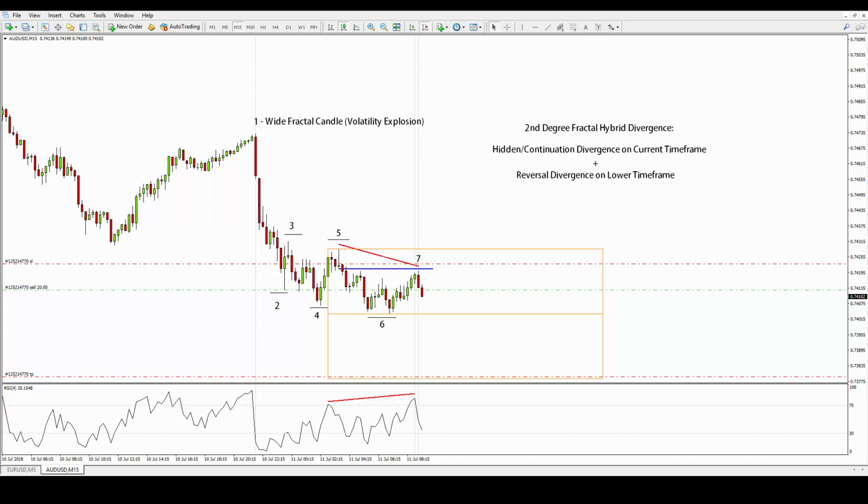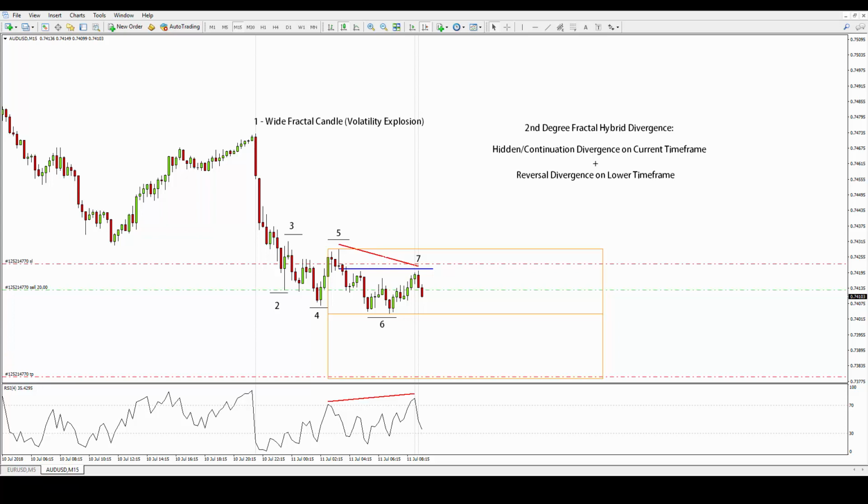Since we have the fractal candle concept under our belt, we don't need to change timeframes to see that reversal divergence happening. We can do it all from only one timeframe. The fractal hybrid divergence idea can be a little confusing at first, so we are going to look at a trade that has a simpler context around it.